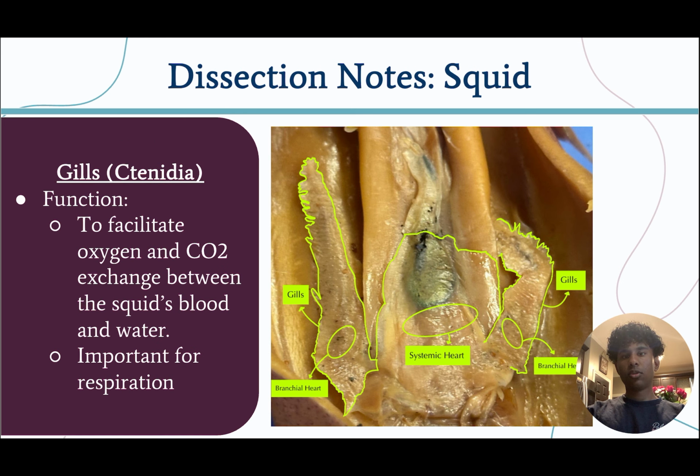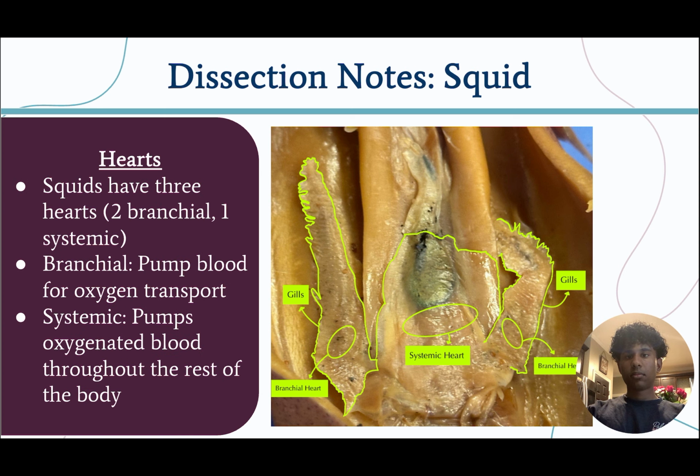The next thing that's shown here on the right is the gills, or the ctenidia, which facilitate oxygen and carbon dioxide exchange between the squid's blood and water, which is also important for respiration. As you can also see, the branchial and systemic hearts are present. Squids have 3 hearts, 2 branchial and 1 systemic. The branchial heart pumps blood for oxygen transport, while the systemic heart pumps this oxygenated blood throughout the rest of the body.